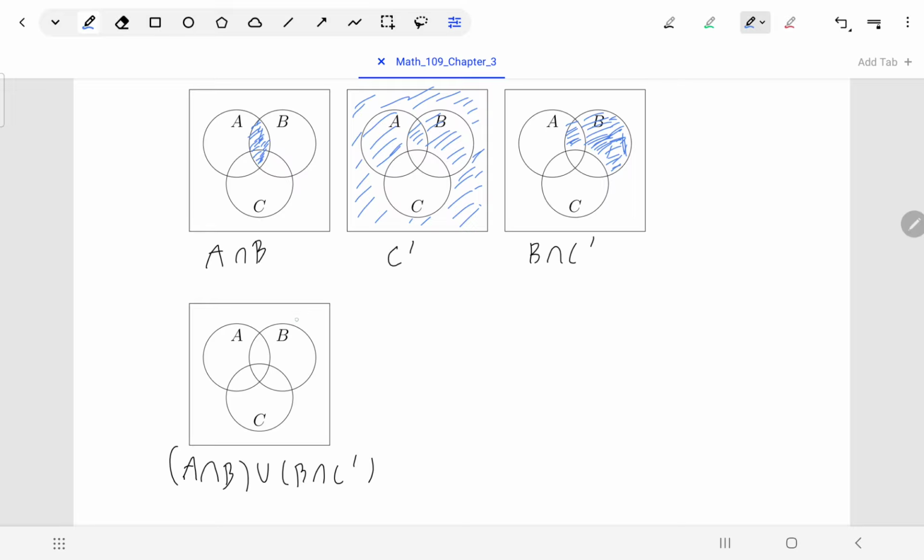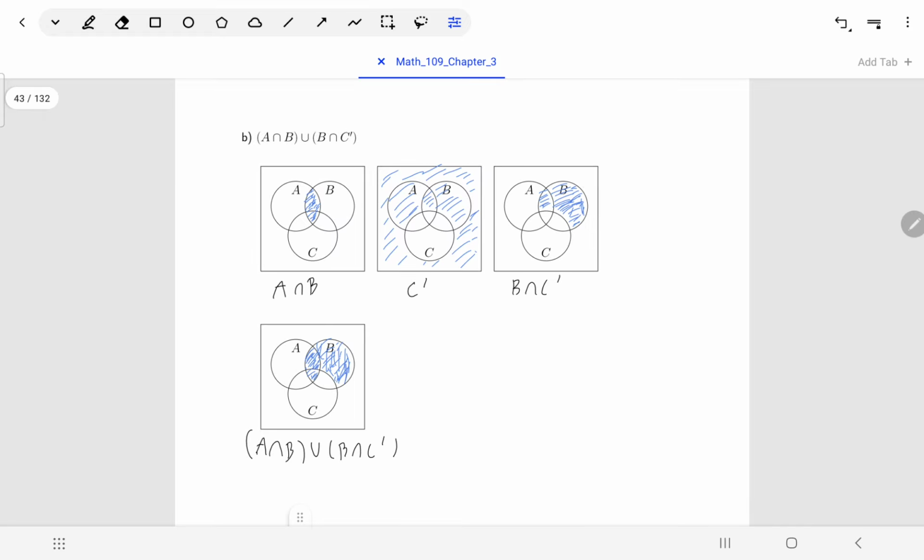So I have just the B by itself, that was shaded in one of the pictures. I have everybody, A intersect B intersect C, that was shaded in one of the pictures. And then I've got this part, this is inside of A, inside of B, not inside of C. That was shaded for both, so that needs to be shaded as well. So looks like we've got three areas that are shaded in for A intersect B union B intersect C complement.